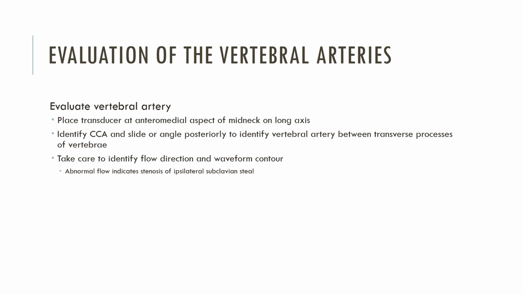So then we would go to our vertebral arteries. The easiest way to access your vertebral artery is to start at the midline of your thyroid and start angling your probe and sweeping laterally. When you do that, you're going to come across your intervertebral foramina bones. So you'll see bones, and behind those little ridges of bones, you're going to catch your vertebral artery.